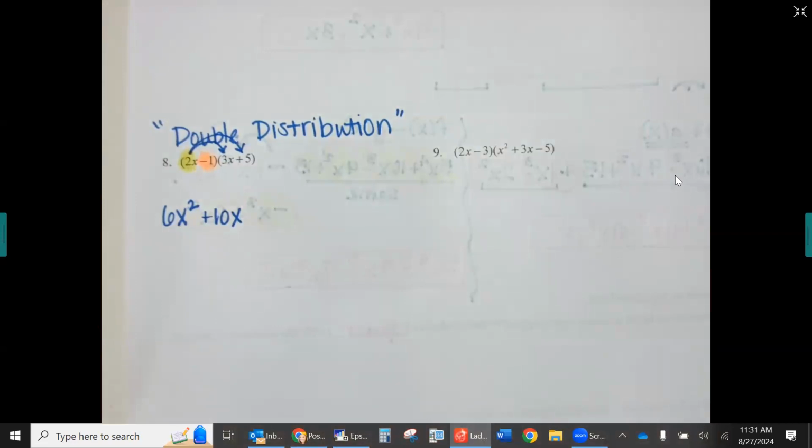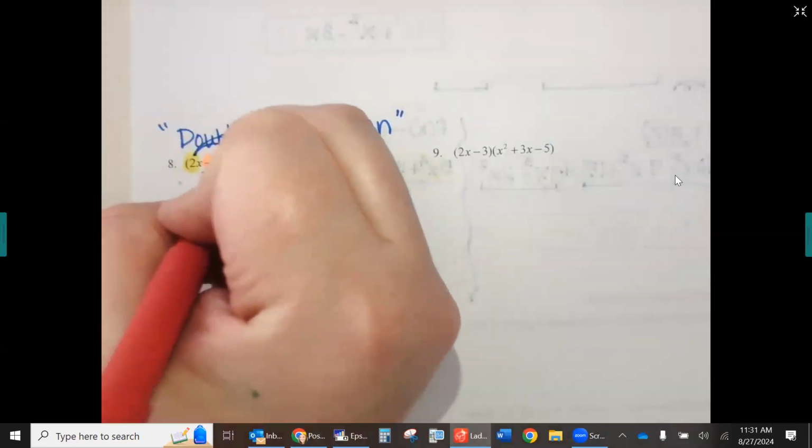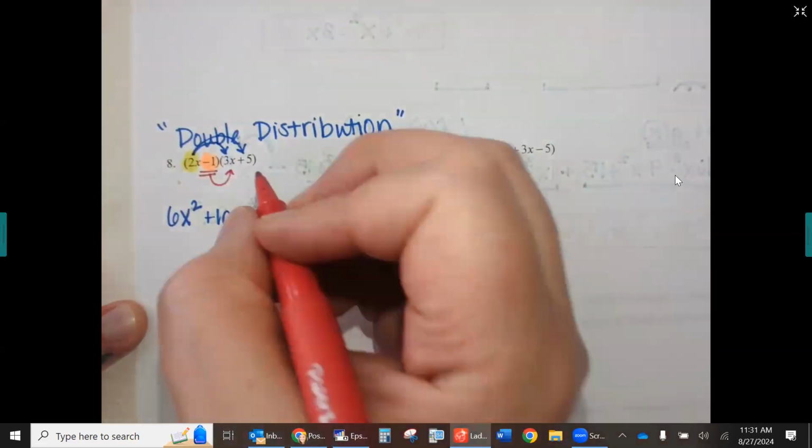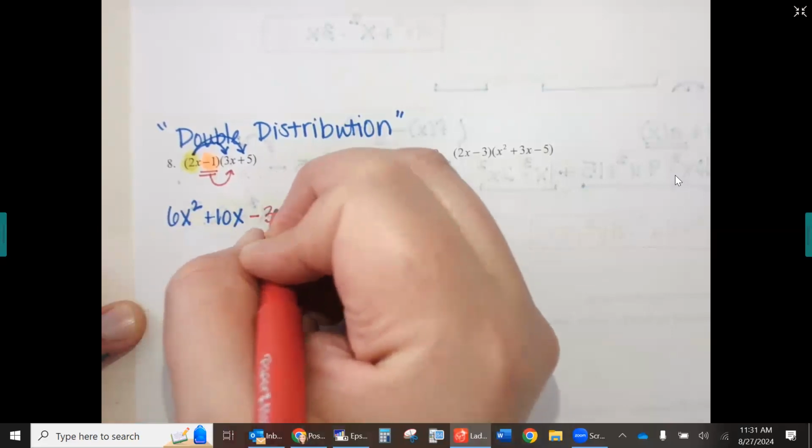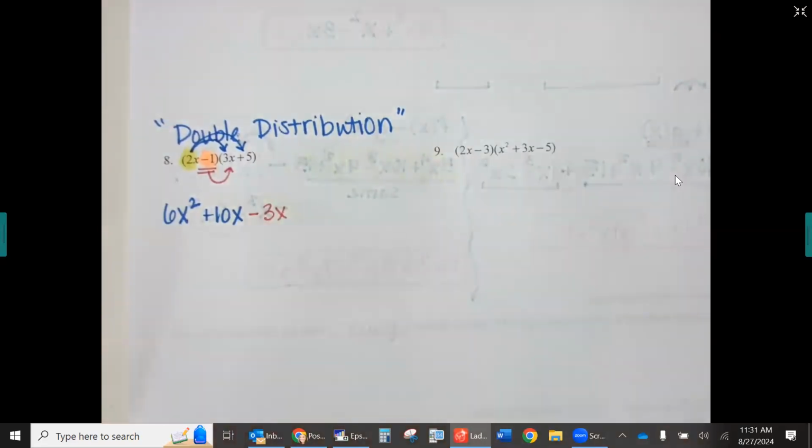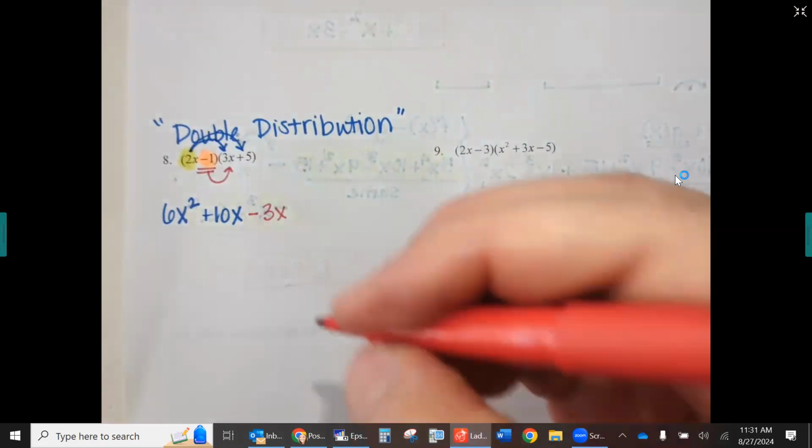And then I'm going to move to the minus 1. Now it's that number's turn to distribute. What is minus 1 times 3x? Okay, negative 3x. And remember what's happening. The negative 1 times 3 becomes a negative 3, and I only had the 1x from this term. Negative 1 times 5. Negative 5.